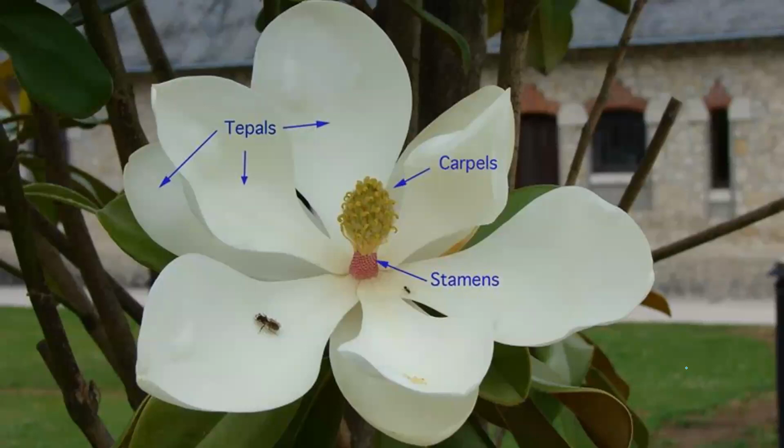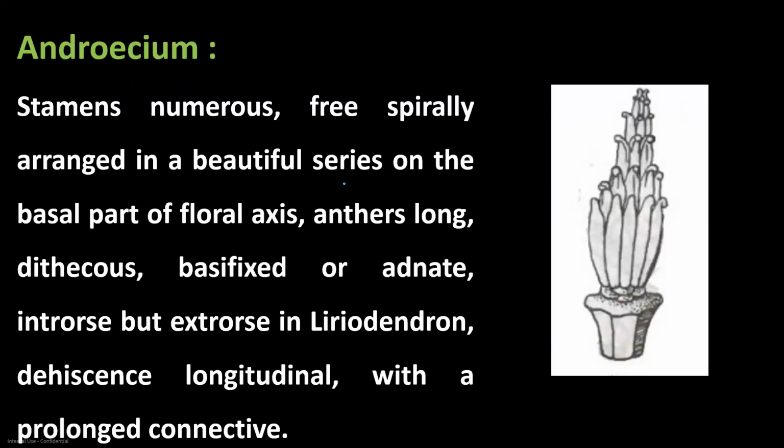See, these are the tepals. These arrows, just note, these are the tepals. This is the stamens and carpels. See, the axis is quite elongated and they are many in number. Coming to androecium. This part is devoid of perianth. After taking the tepals off, it looks like this. Stamens are numerous, free, spirally arranged on the basal part of the floral axis.